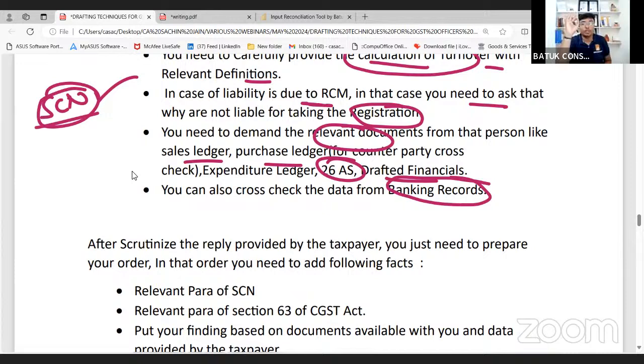So whenever you issue the show cause notice, you just need to confirm that these paras should be part of your show cause notice.